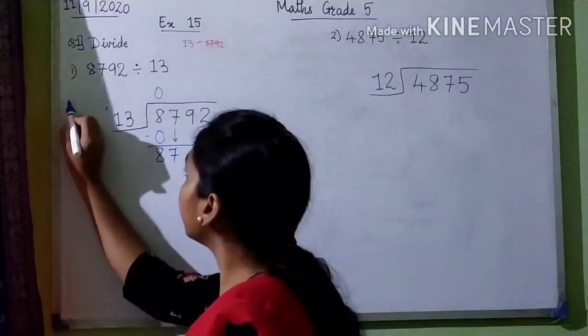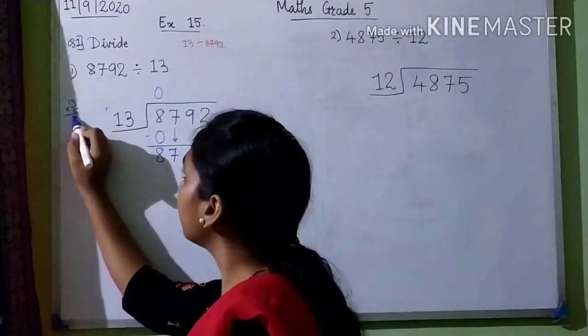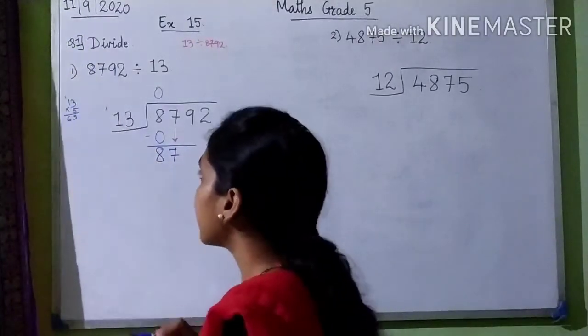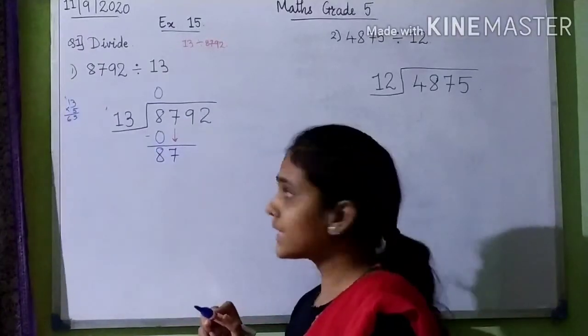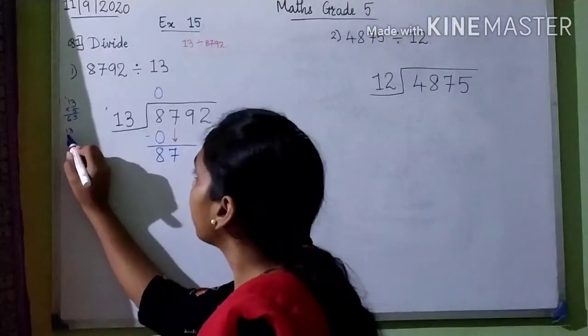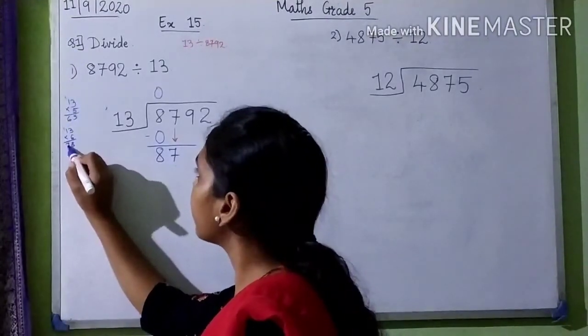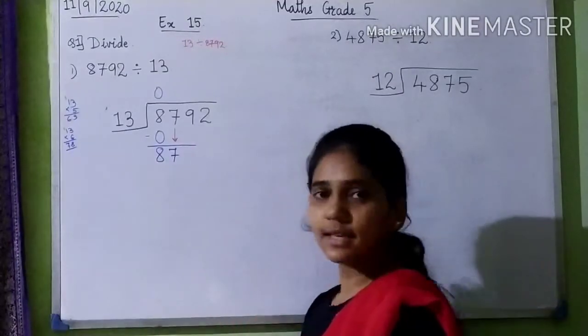Let us do 13 into 5. What is 13 into 5? 5 3s are 15, 5 1s are 5 and 1 more makes 6, so 65. So 13 5s are 65. 65 is lesser than 87. Now let's check with 6. 6 3s are 18, 6 1s are 6 and 1 more makes 7. So 13 into 6 is 78.